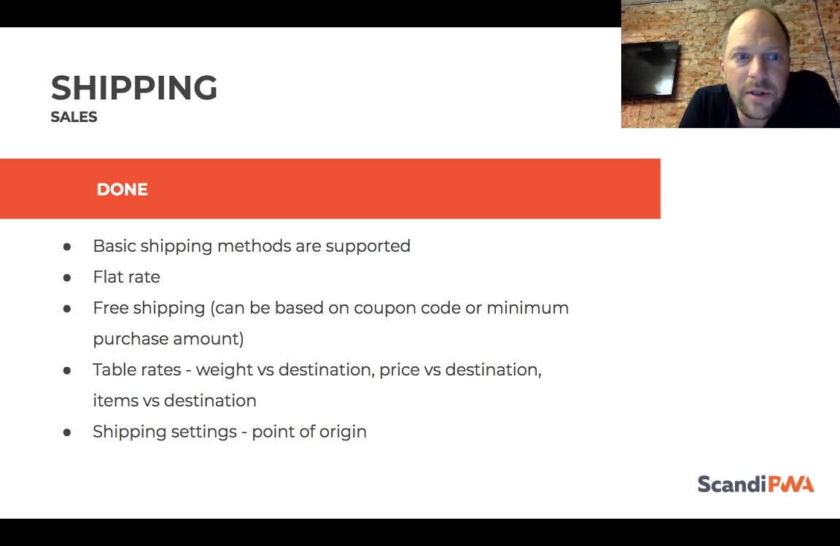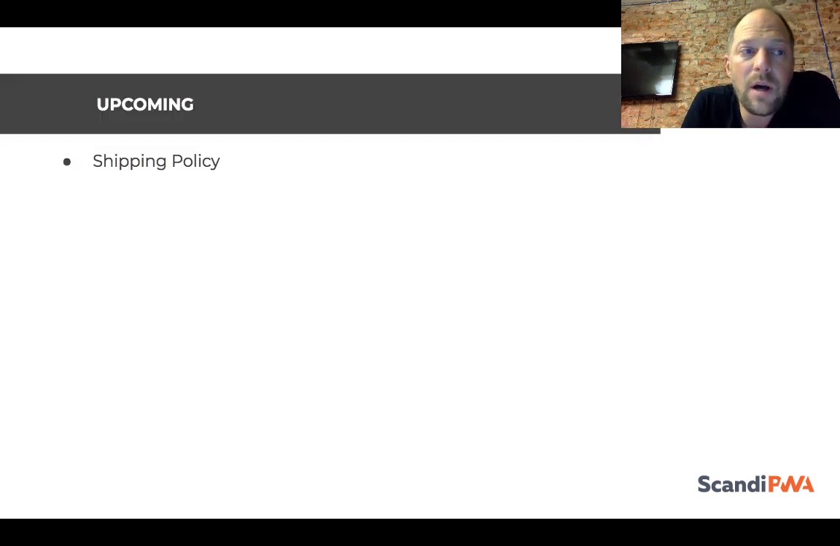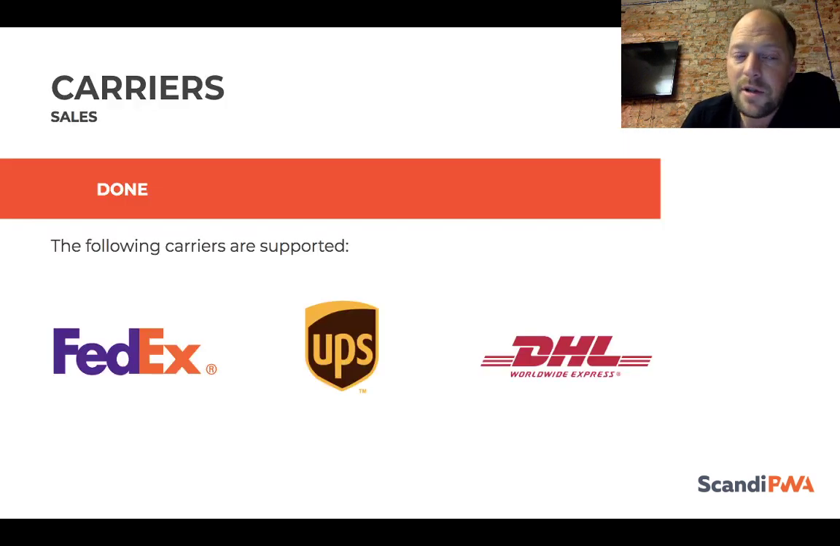Sales. Sales is checkout, right? Basic shipping methods are supported: flat rate, free shipping, table rates, weight versus destination, price versus destination, items versus destination. Shipping settings like point of origin are supported as well. Upcoming is shipping policy. Checkout has a special block that you can enable or disable in the backend and set shipping policies there. Currently it's not supported, but it's a matter of the next release. For example, terms and conditions you can enable or disable for checkout, and probably shipping policy you can currently just put there. Carriers, these are the ones supported and working.